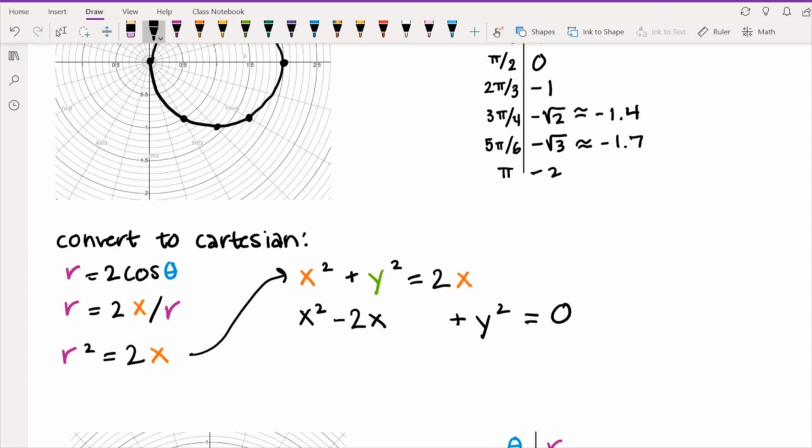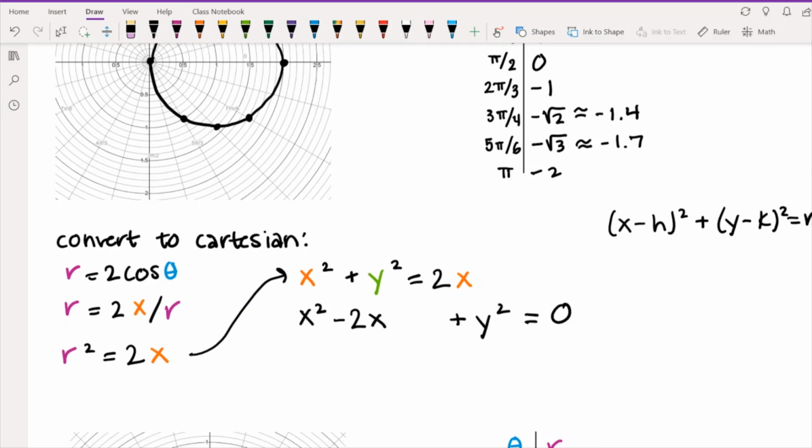So we can do something called completing the square here. Because we already have a y squared, remember that our goal is to make this look like a circle equation, right? And circle equations look like (x minus h) squared plus (y minus k) squared is equal to r squared, right? So that's our goal, to make it look like that.